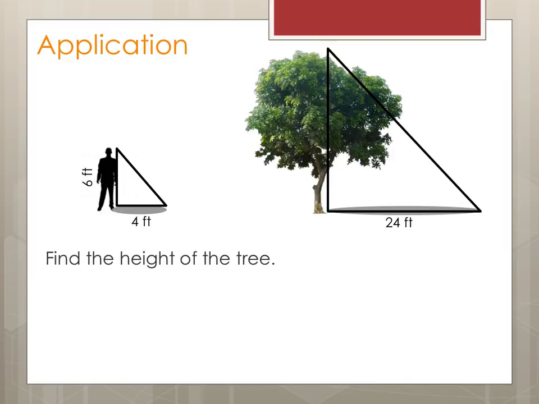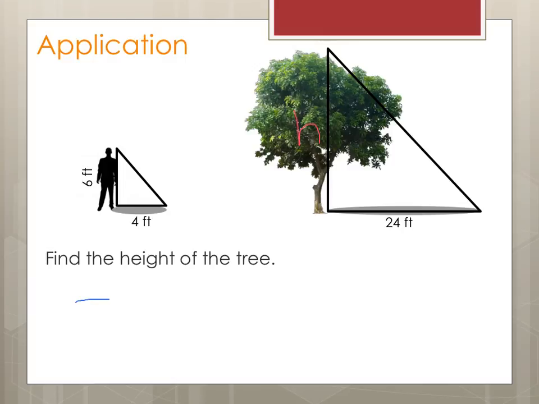Now let's look at an application problem. This is a common application type for similar triangles where we compare the heights of two different objects to the shadows that they cast. Since the sun is hitting both of these, this man over here and this tree, at the same angle, they're going to cast shadow lengths that are similar. So we want to find the height of the tree over here. Let's label this H. Alright? And since the shadows are going to be cast into similar triangles, we can use proportions to solve for these. So let's set that up.